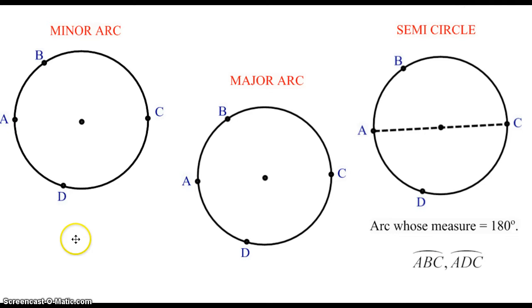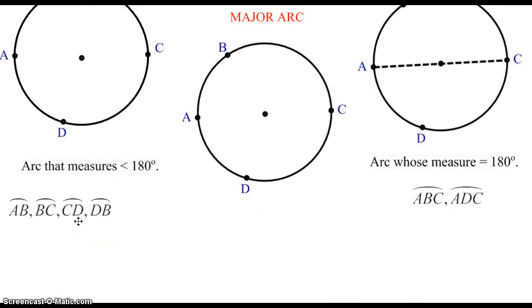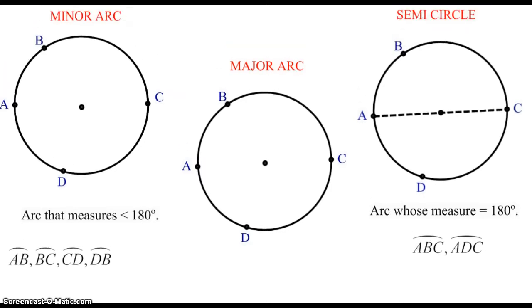Let's go back to minor arc. Hopefully you know that minor normally means smaller or less than 18 years old, and then major is older, or major leagues, the big time. So a minor arc is an arc whose measure is less than 180 degrees. The thing you have to remember about minor arcs is that they will always be named by two letters. So examples of arcs in this problem are AB, BC, CD, DA. Okay?